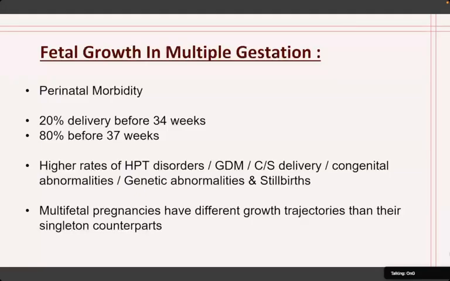Multi-fetal pregnancies have different growth trajectories than their singleton counterparts. Another common occurrence at the time of delivery in twins is low birth weight, and this leads to a further increase in morbidity and mortality.